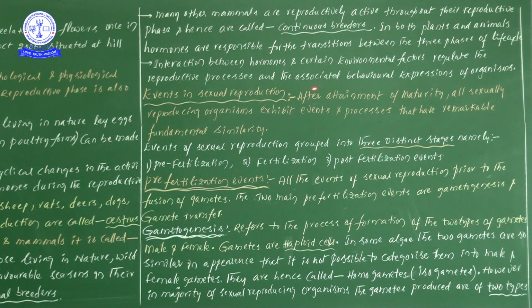Not only the reproductive processes but also the associated behavioral expressions of organisms are under the control of environmental factors and the hormones produced in the particular organism. So this is some information regarding sexual reproduction, like introductory information only, but this is the base of sexual reproduction.